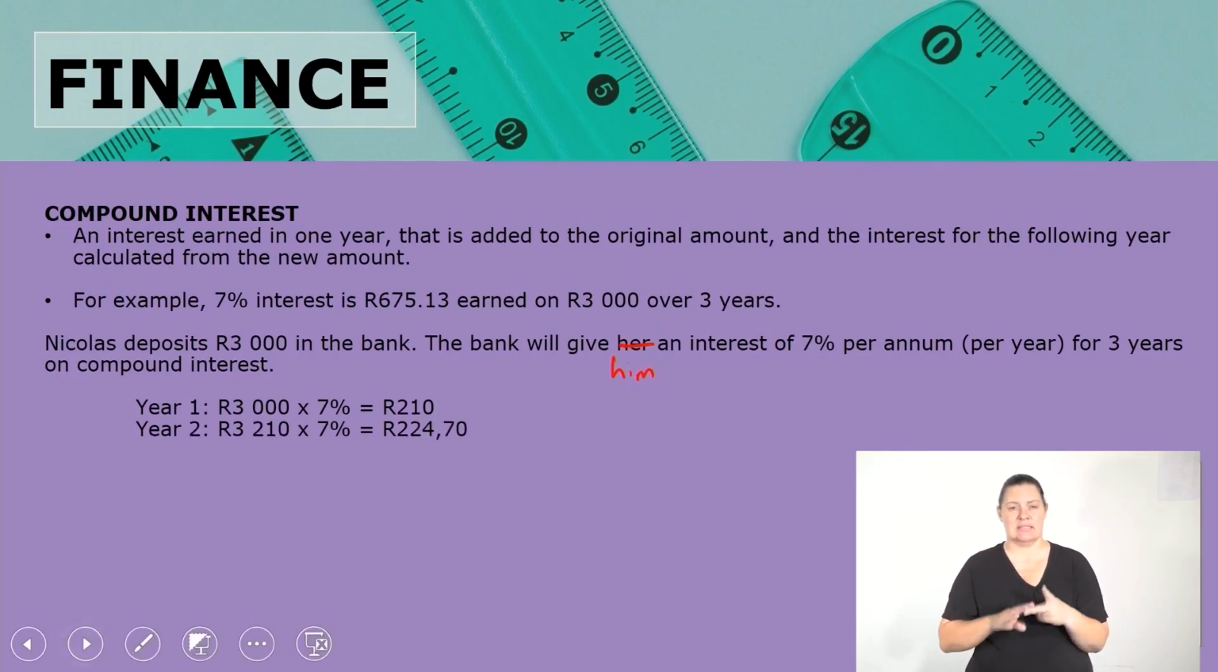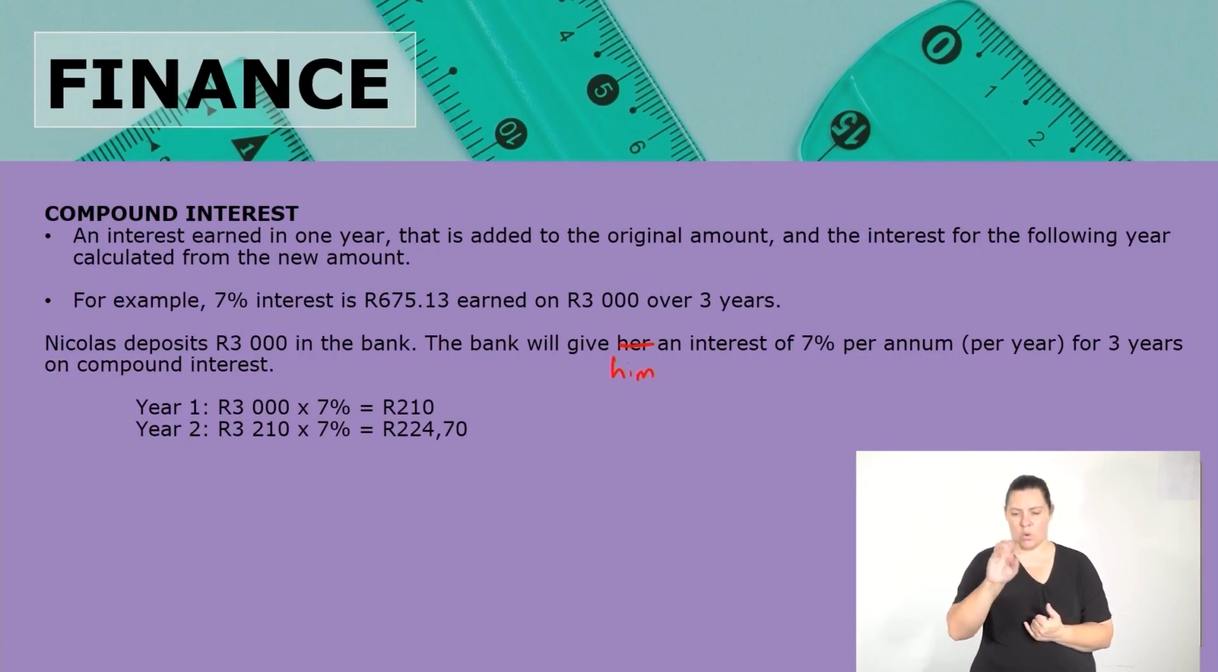In the second year, we are no longer calculating the 7% on the 3,000 rands. Remember, Nicholas received 210 rands from the first year. So now his total amount is 3,210 rands. We are going to calculate 7% of that new amount. And that interest is calculated to be 224 rands and 70 cents.